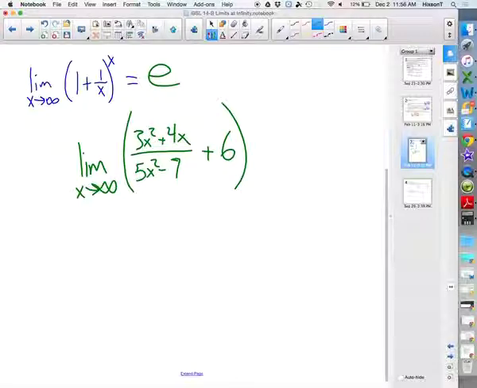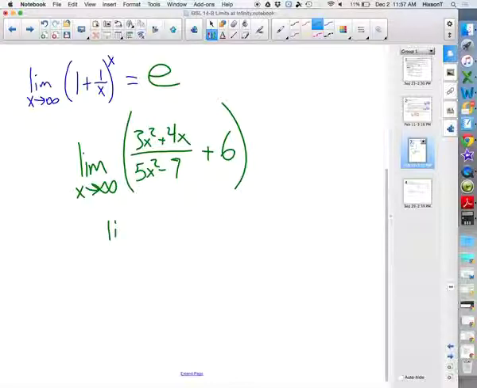Okay? Why? Because you can separate it and do the limit of 3 over 5 and then add the limit of 6. Okay, good. Remember, the limit of a sum is the sum of the limits. What we're using is what we looked at yesterday. But here we have the limit of a sum of two functions: a rational function and a constant function, right?